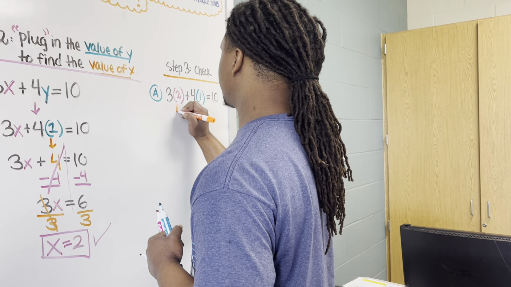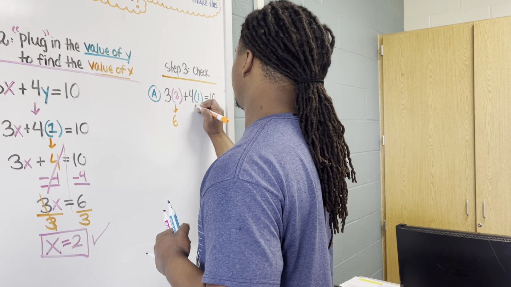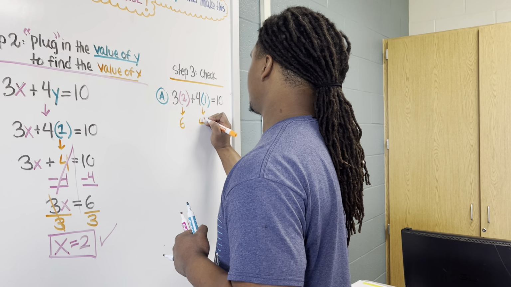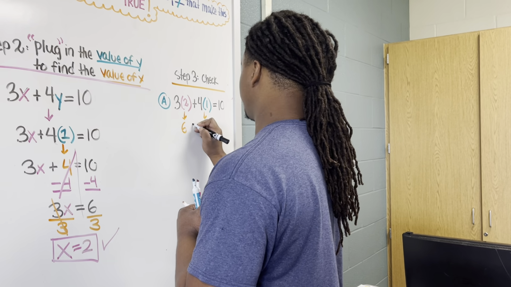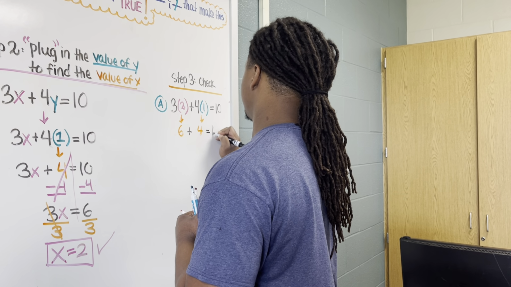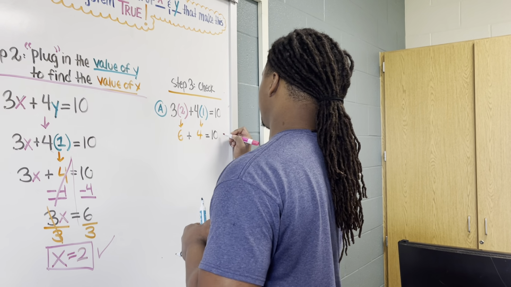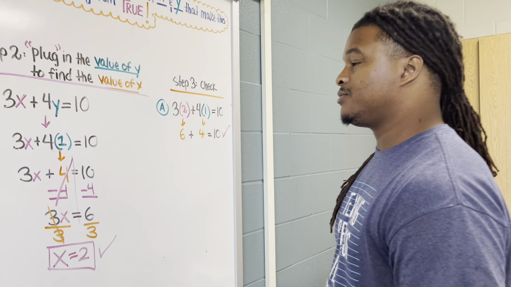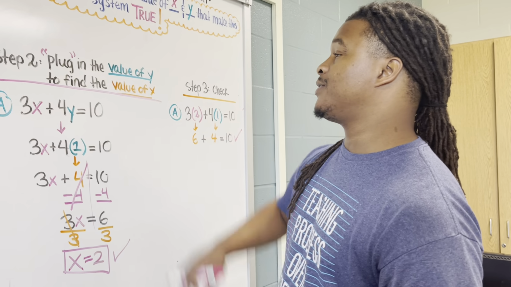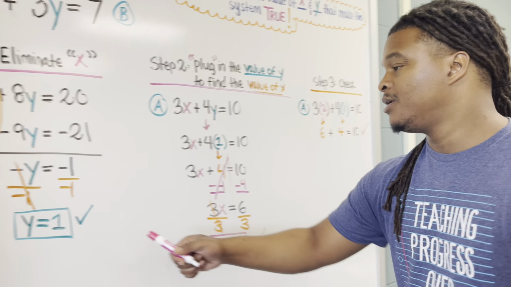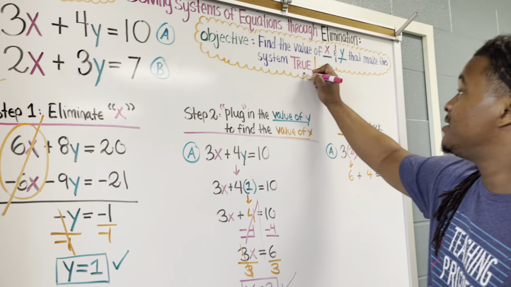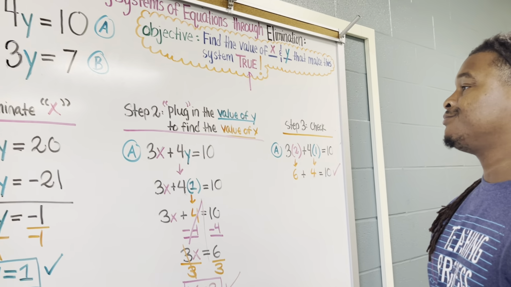So 3 times 2 is 6, 4 times 1 is 4, and then 6 plus 4 equals 10. That's how you know that we have the correct values within this system of equations. So x equals 2, y equals 1 will make this system of equations true, okay?